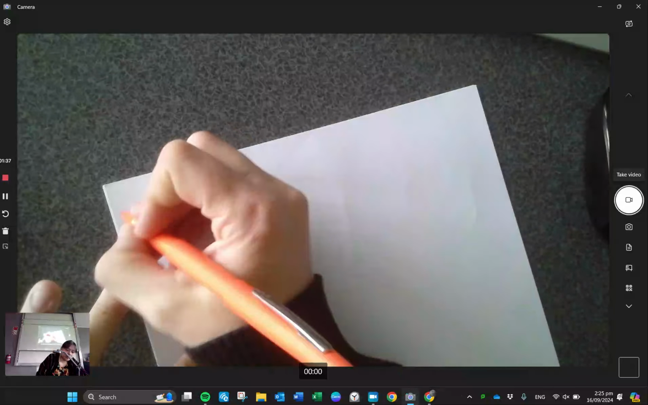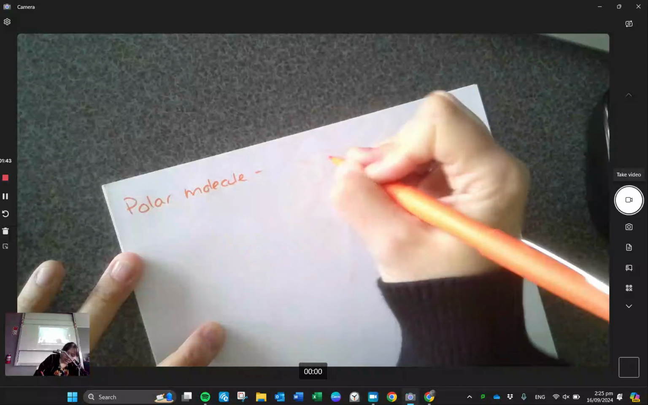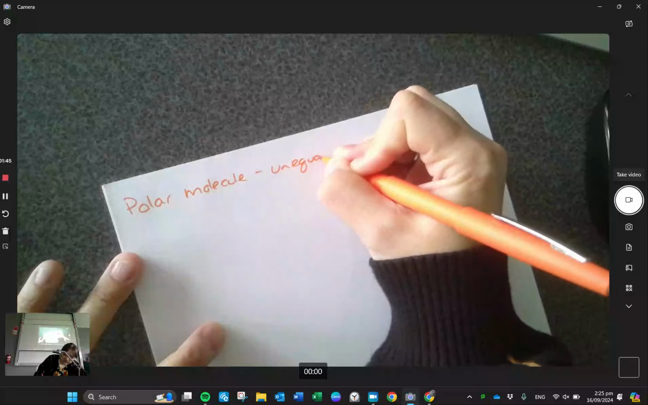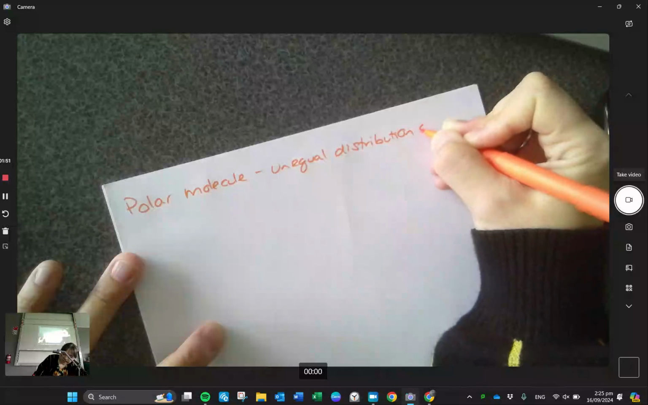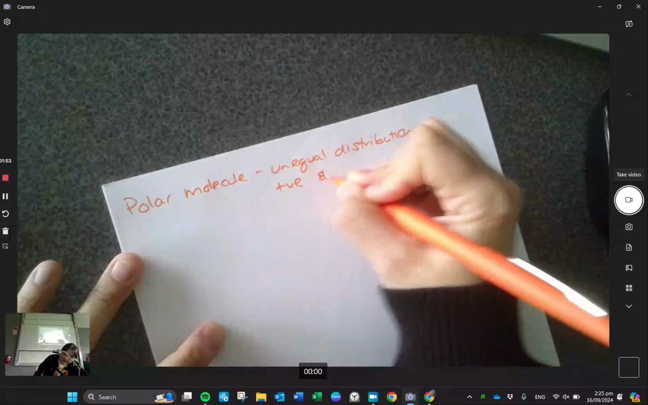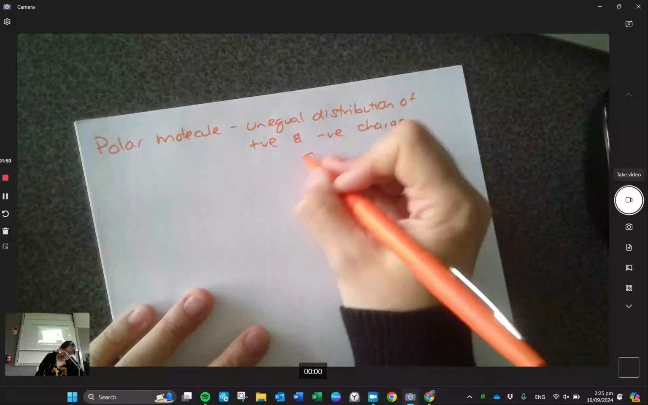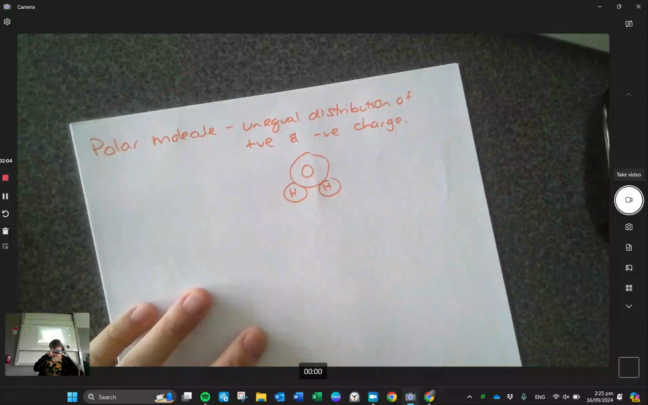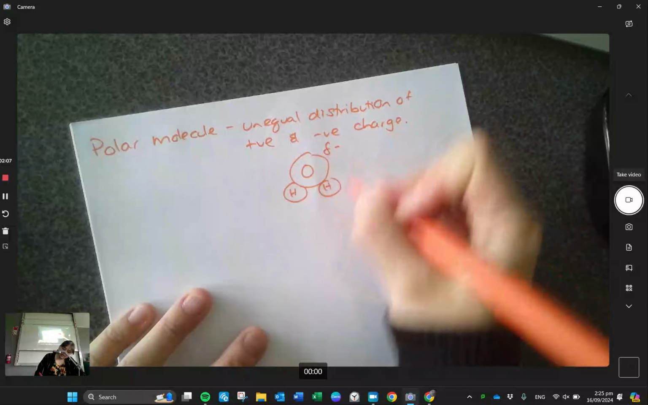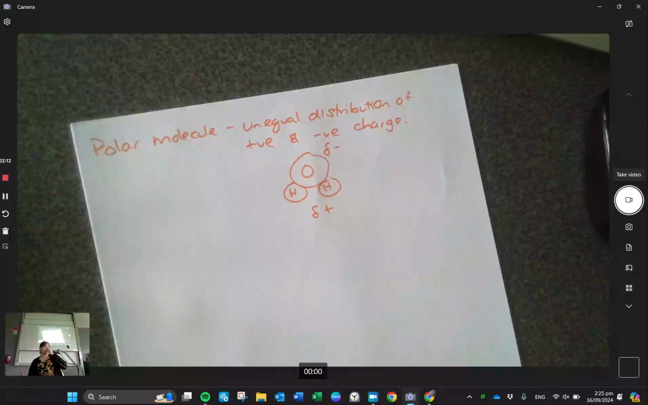Yes? Okay. So when we talk about something being polar, it has an unequal distribution of positive and negative charge. So, for example, if I look at the water molecule, H2O, we see that the oxygen end is going to be slightly negative and the hydrogen end is going to be slightly positive. So that's an example of a polar molecule.